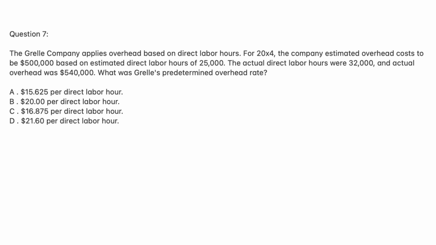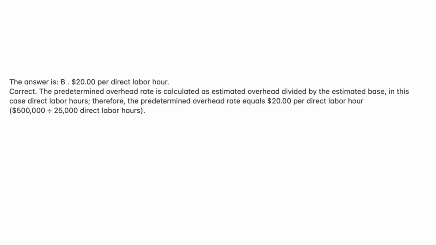A. $15.625 per direct labor hour. B. $20 per direct labor hour. C. $16.875 per direct labor hour. D. $21.60 per direct labor hour. The answer is B. $20 per direct labor hour. Correct. The predetermined overhead rate is calculated as estimated overhead divided by the estimated base, in this case direct labor hours. Therefore, the predetermined overhead rate equals $20 per direct labor hour: $500,000 divided by 25,000 direct labor hours.